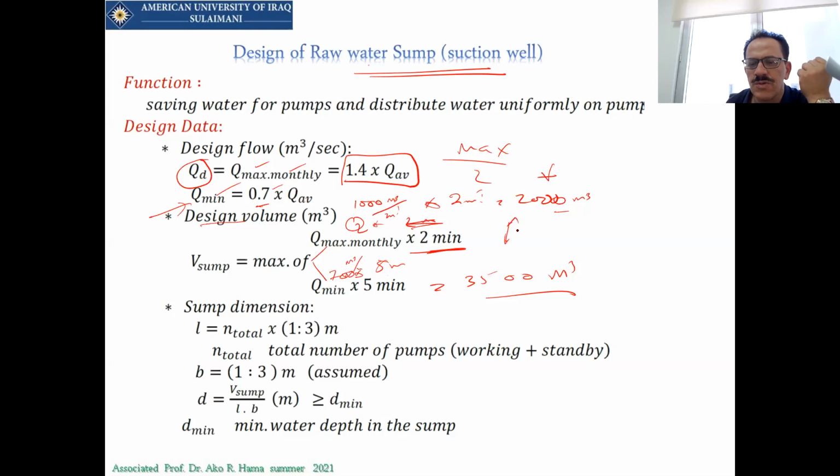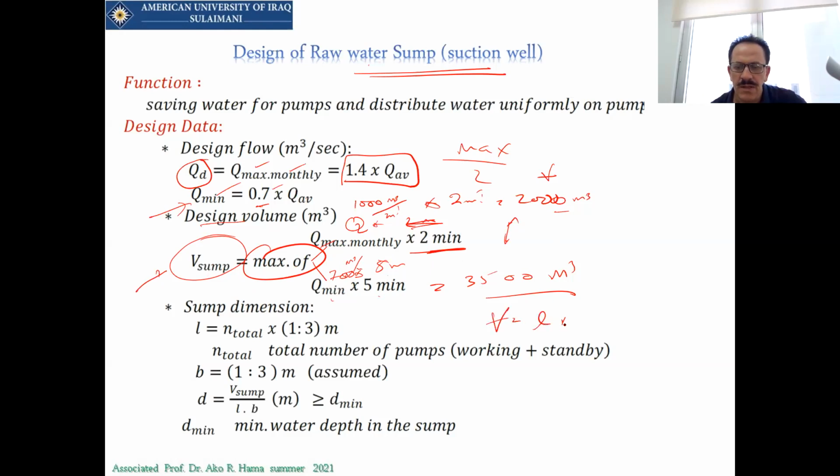Which one should I use? You use the maximum of them. So the volume of the sump tank will be the maximum of either the maximum monthly flow times 2 minutes or the minimum flow times 5 minutes. Now, after we know the volume, the volume is equal to length times depth times width.